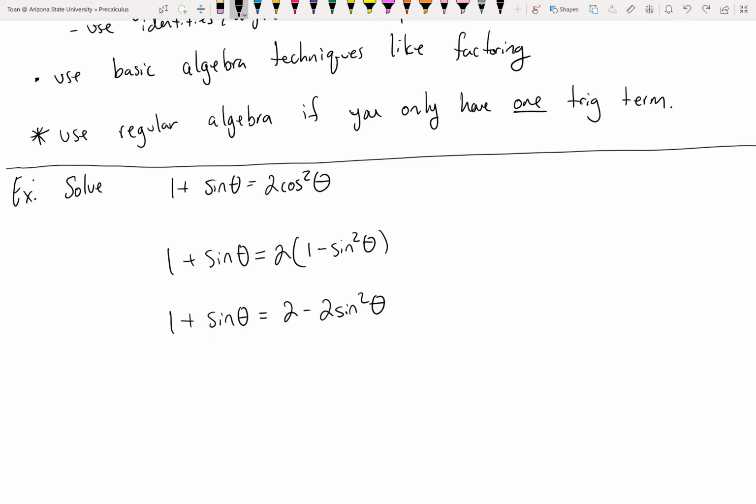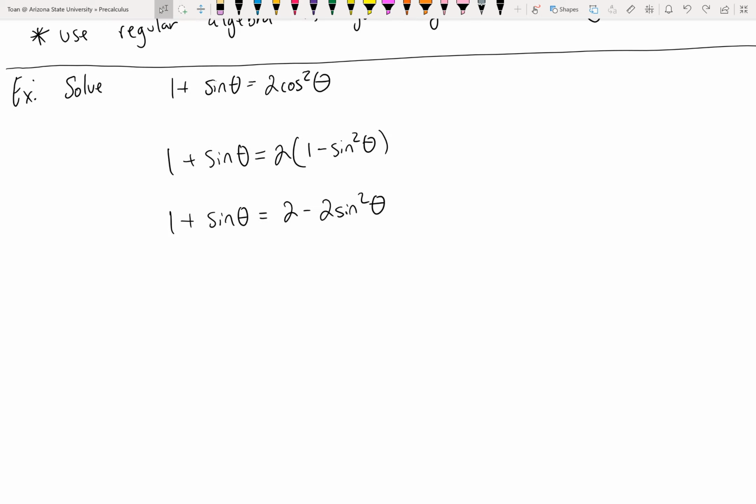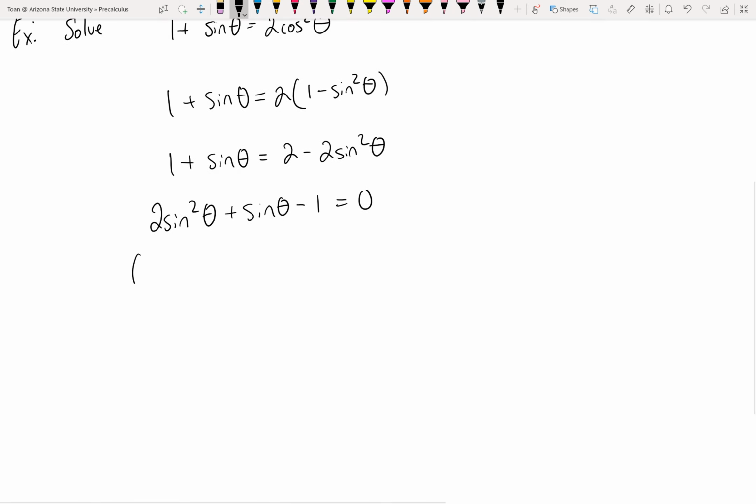Well, to solve a quadratic equation, it needs to equal 0. So we're going to move everything onto one side. Let's go ahead and add the 2 sine squared, and at the same time, let's subtract the 2. So that gives us 2 sine squared theta plus sine theta, and if I subtract the 2, it gives us a minus 1.